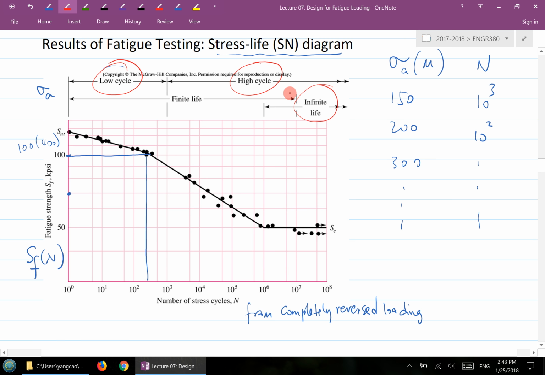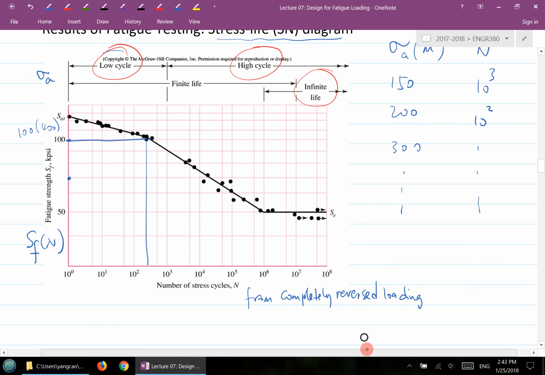What this means is the number of cycles lower than 1,000 is the so-called low cycle. If you fail in less than 1,000 cycles, that's low cycle. Above 1,000, we consider it high cycle. And above 10 to the power 6 is infinite life. If your part can survive at least 10 to the power 6 cycles, then we can say this part has infinite life. Is that good?